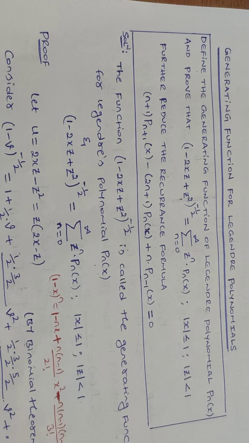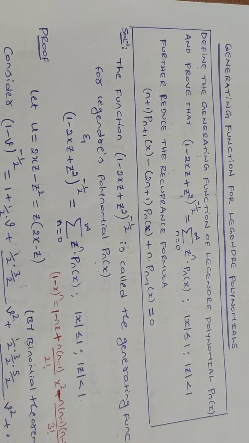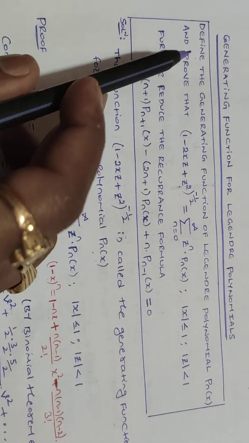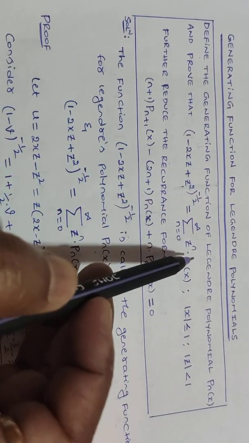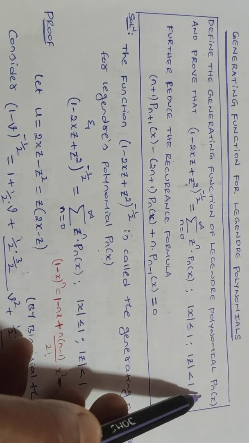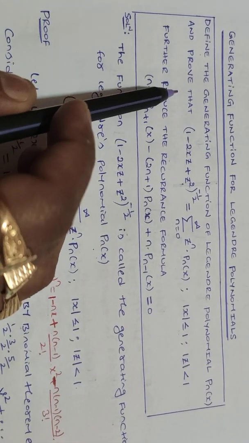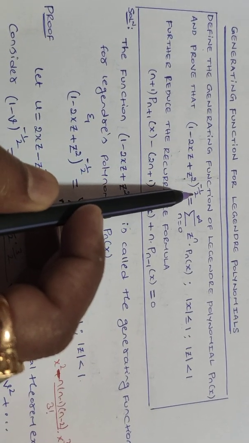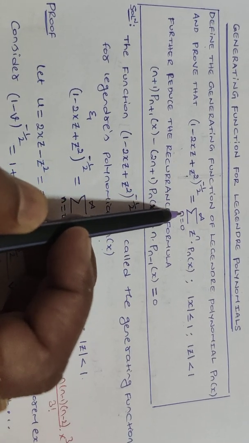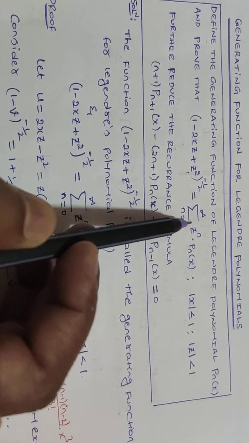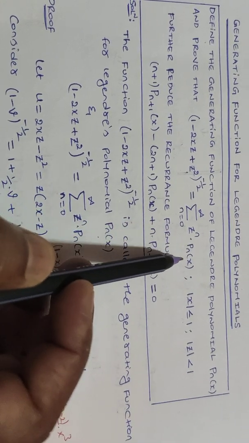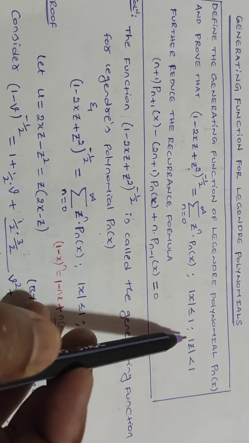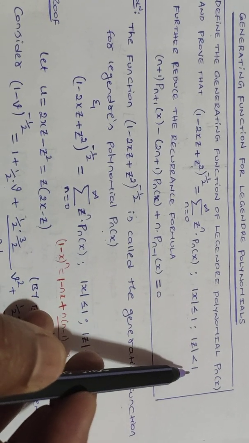Today we discuss the concept generating function for Legendre polynomials. Let us see, define the generating function of Legendre polynomial Pn of x and prove that (1 minus 2xz plus z square) to the power minus 1 divided by 2 is equal to summation of n equals 0 to infinity z to the power n into Pn of x when mod x is less than or equal to 1 and mod z is less than 1.